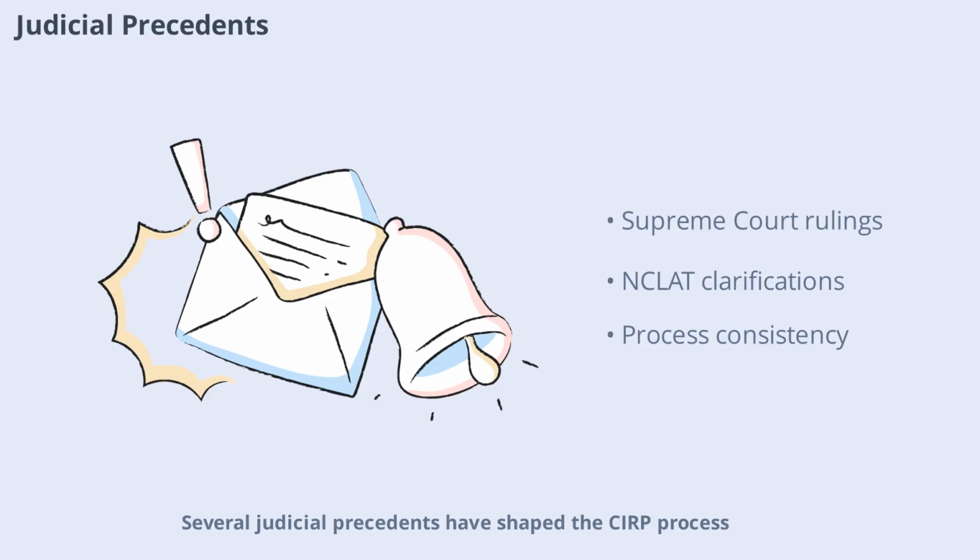Several judicial precedents have shaped the CIRP process. The Supreme Court and NCLT have clarified eligibility, procedural requirements, and the role of various stakeholders. These judgments ensure that the process is consistent, fair, and aligned with the objectives of the IBC. Understanding these precedents is essential for navigating the CIRP effectively.